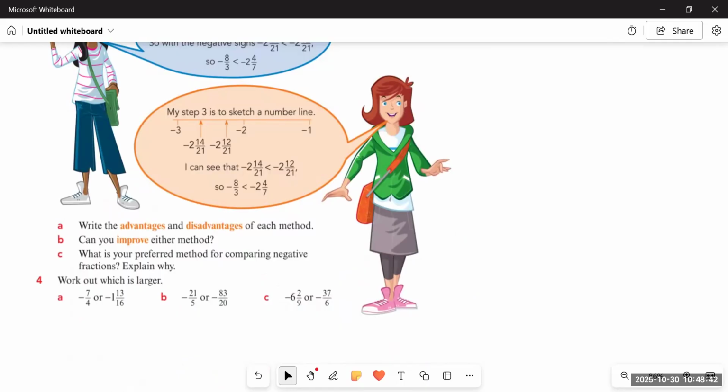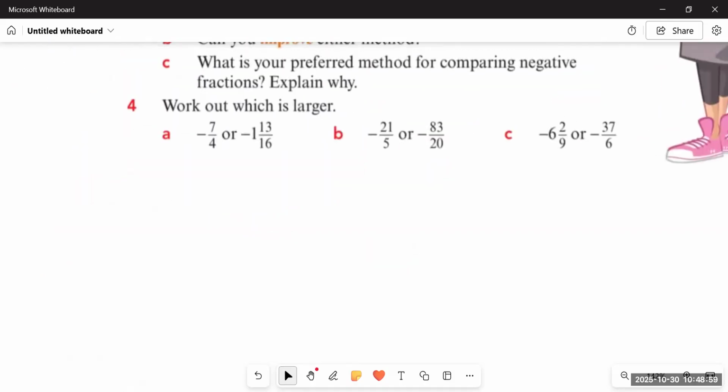So what is your preferred method? None of these. Because up till now, which method have we preferred? That converting the mixed number into an improper fraction and then solving them. So we have to work out which is larger. Okay, now this time let's try to use Zara's method. Okay. So what will happen? Minus 7 over 4, 7 divided by 4 is equal to minus 1 whole and 3 over 4. Okay.